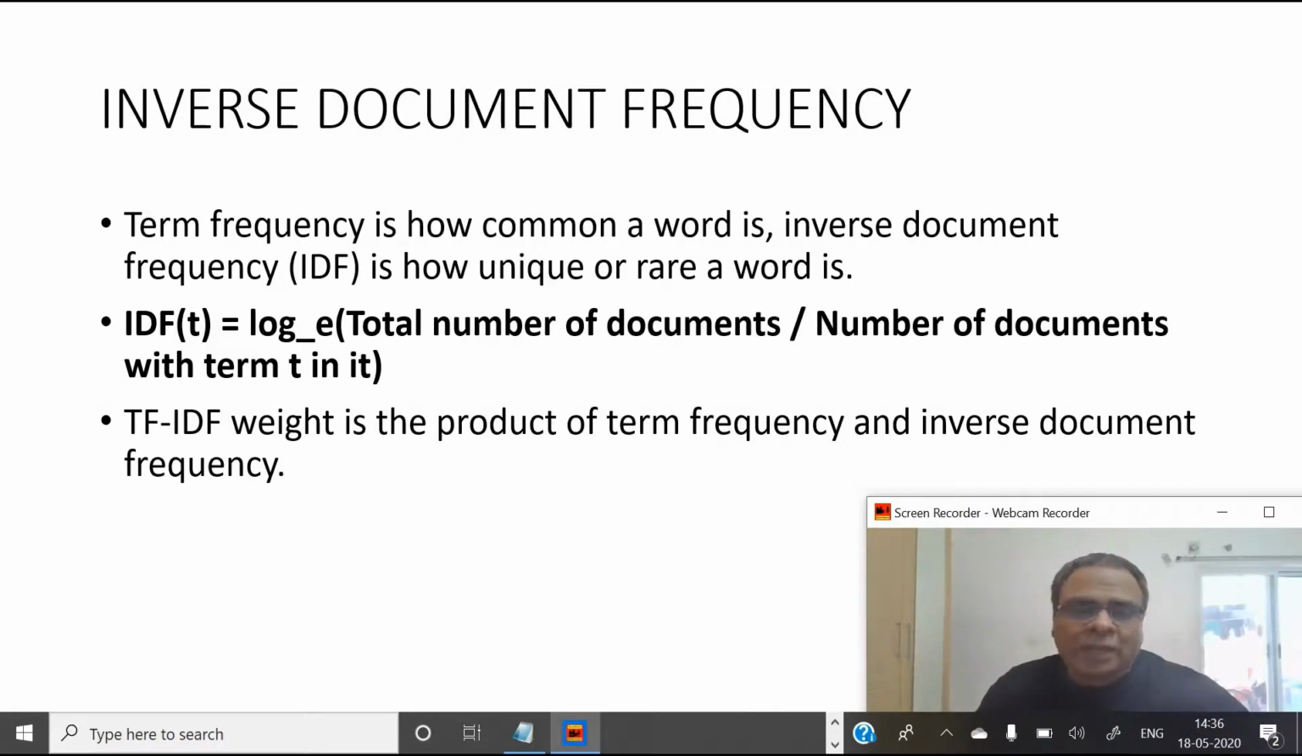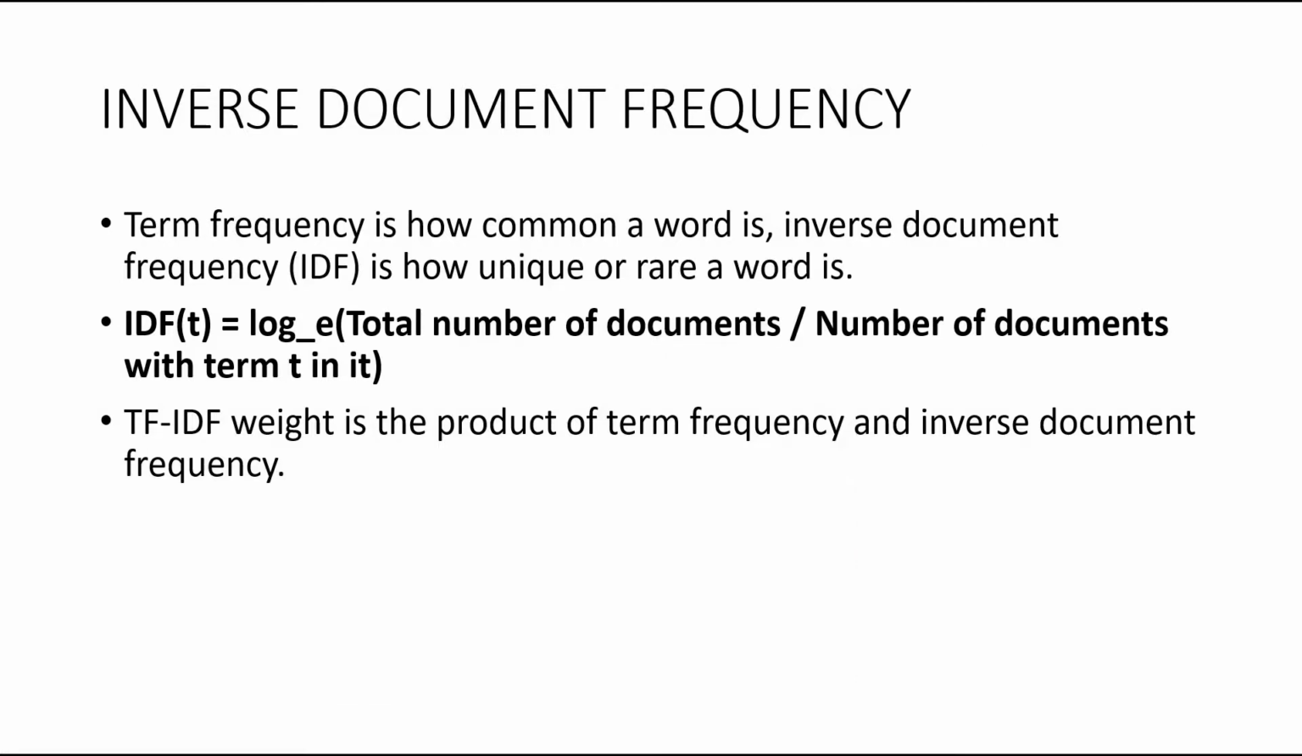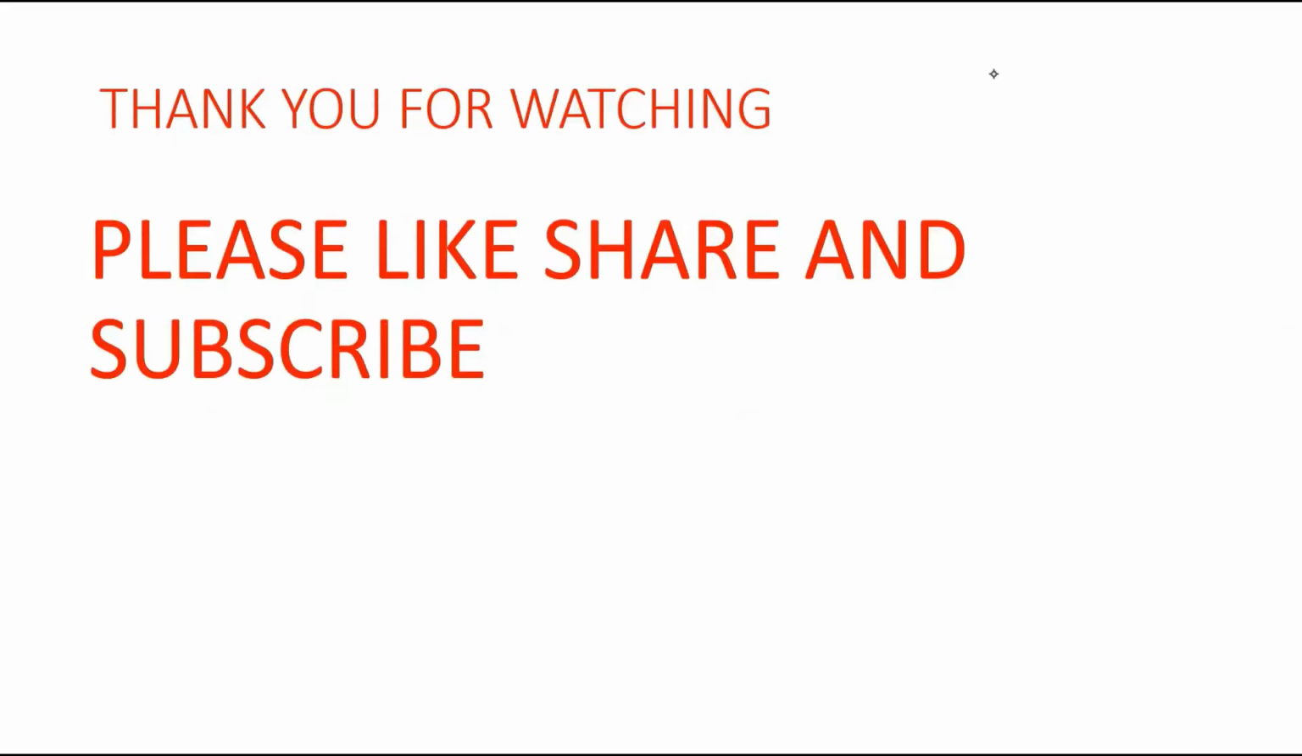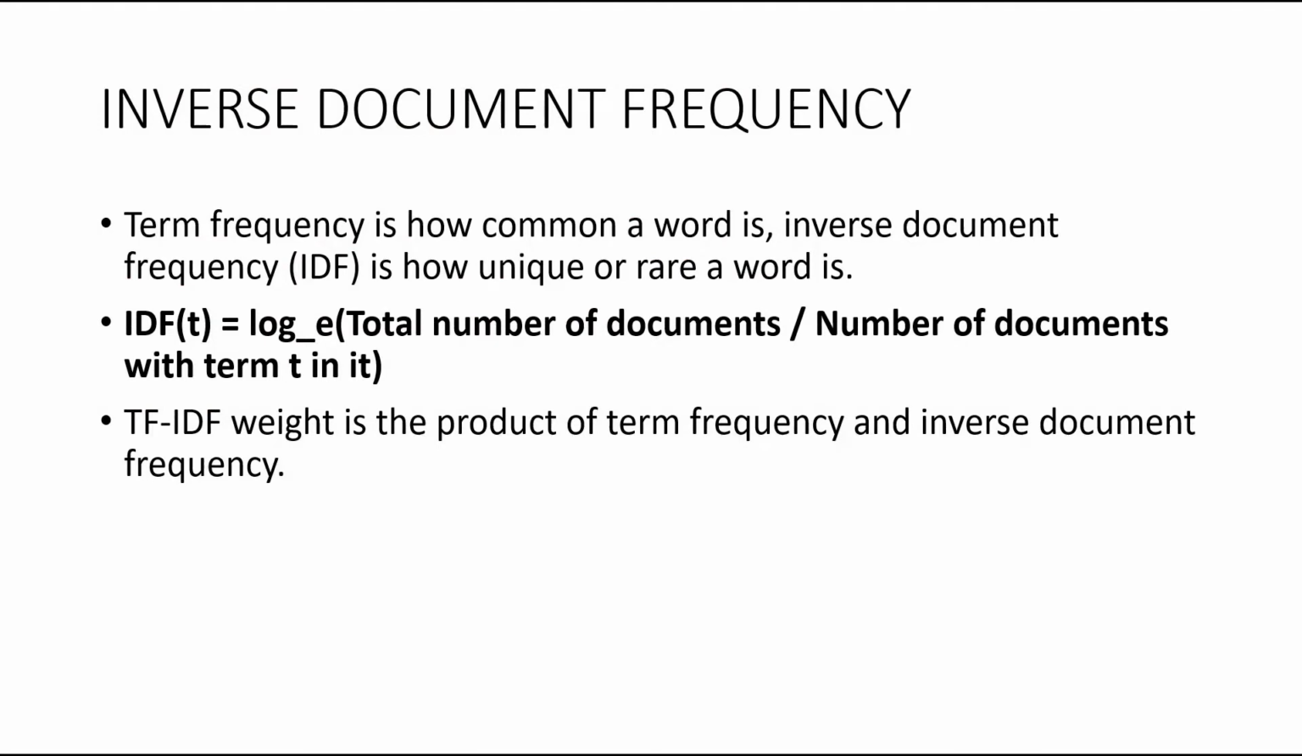That is the formula. You have the log of the total number of documents. It is a log to the base e. Then the total number of documents divided by the number of documents with term T in it. This is the inverse document frequency.